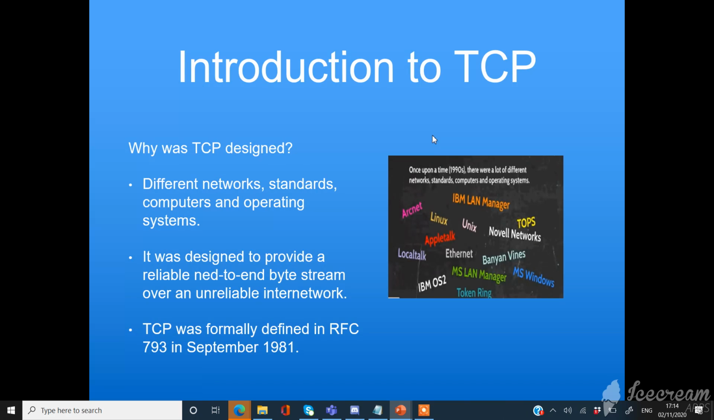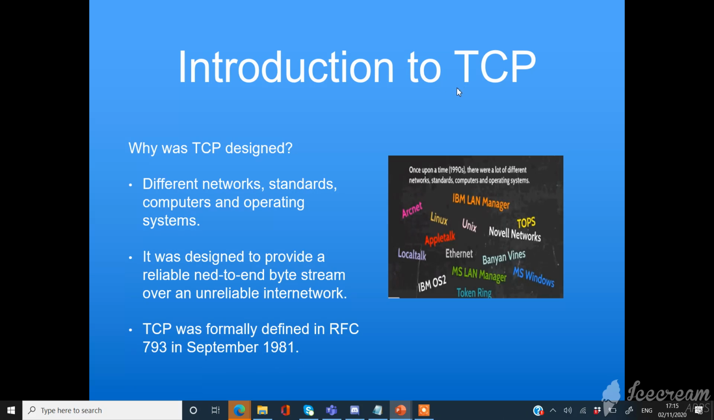So, introduction to TCP. Back in the 1980s, suppose you wanted to transfer information from a Windows system to an iOS system through a network. There were different networks, standards, computers and operating systems back then, so the transfer of information was a bit difficult. To overcome this, the OSI architecture was implemented. In that, TCP was designed to provide a reliable end-to-end byte stream over an unreliable internetwork. So TCP is a reliable network. TCP was formally defined in RFC 793 in September 1981.